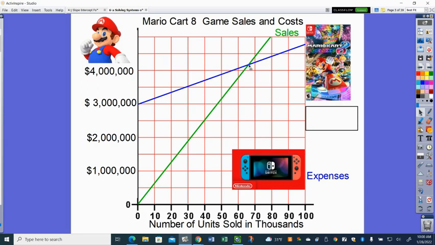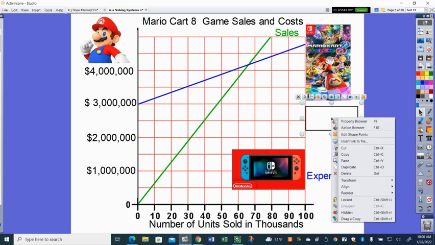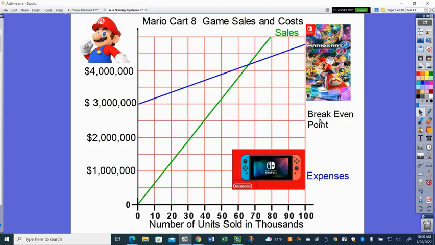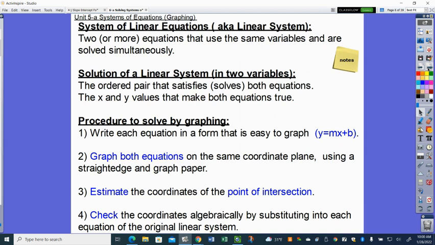But if you notice right here, the two meet. The expenses had already gone above the sales, but at this point they go below. So at this point, you start making more money than you spend. Right in here, this is where we start seeing profit. And that point where they meet is called the break-even point. We've actually talked about this before, earlier in our last unit when we were solving equations. That's just to give you an idea of how important it is to be able to see where two lines meet, or two different things like costs and sales.